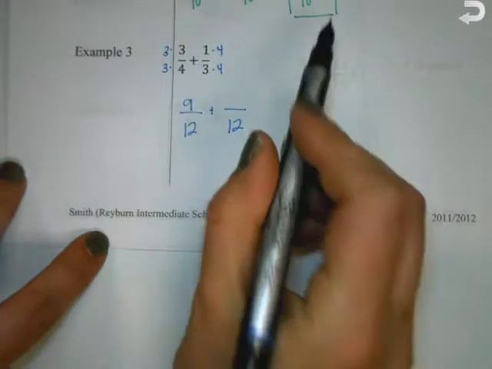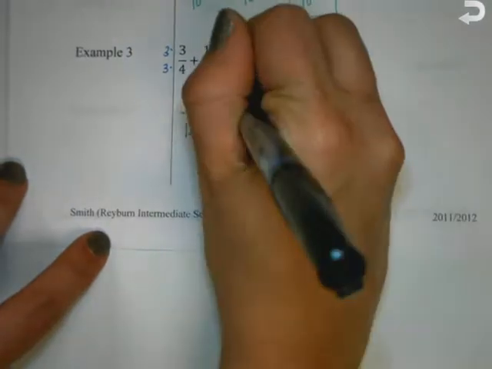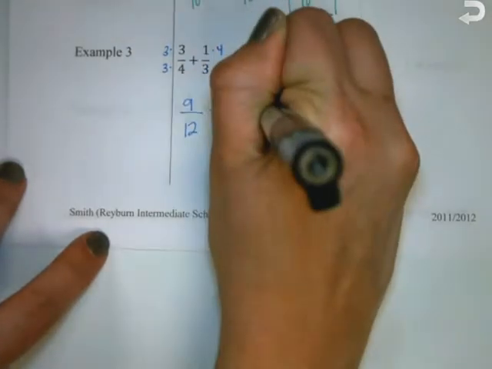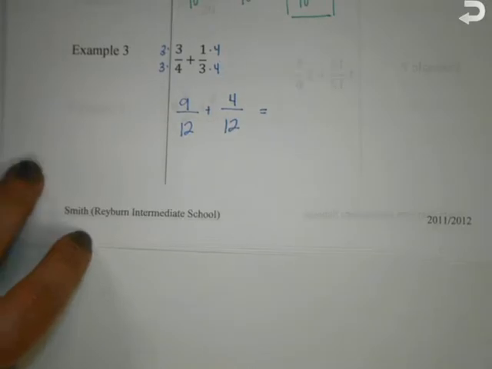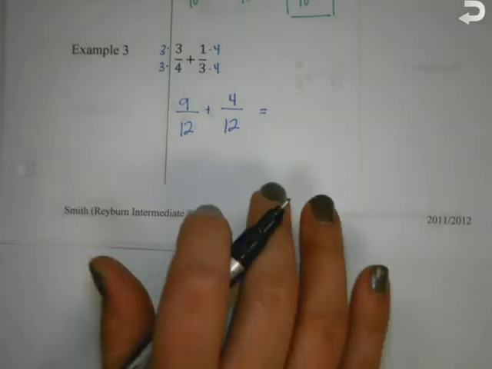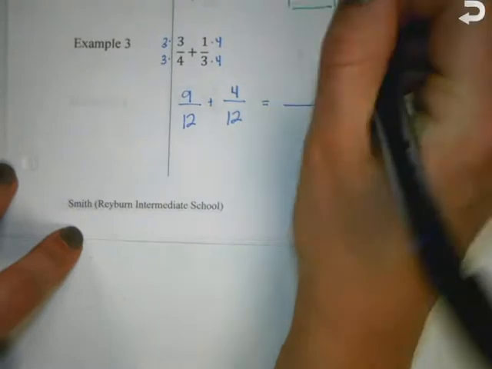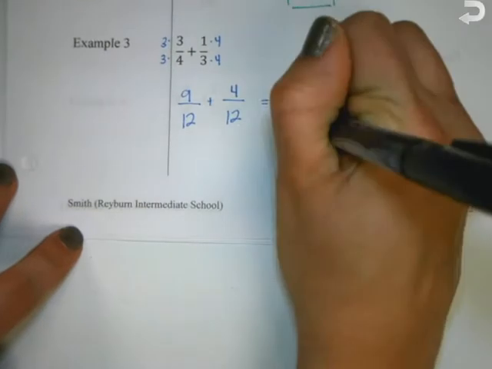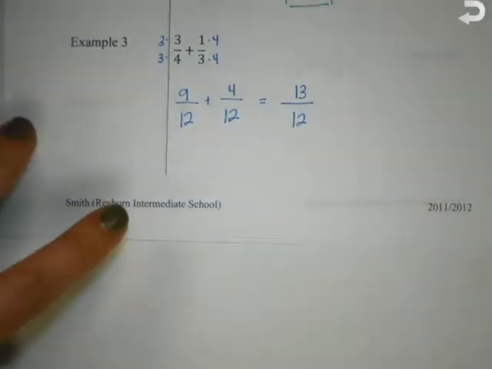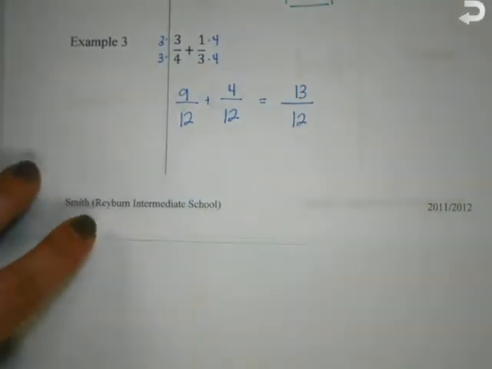Okay, Kayla, what's my next step? Add 9 and 4. What does that give me? 13 over 12. Is it okay to leave my answer like this? No. In this case, it is. Yes. So 13 over 12 is my answer. Okay?